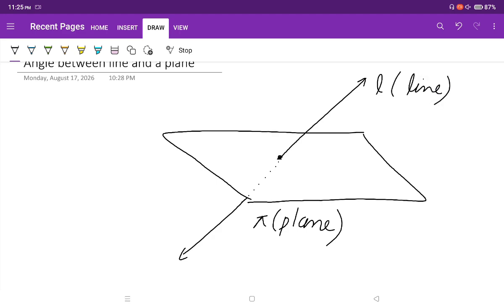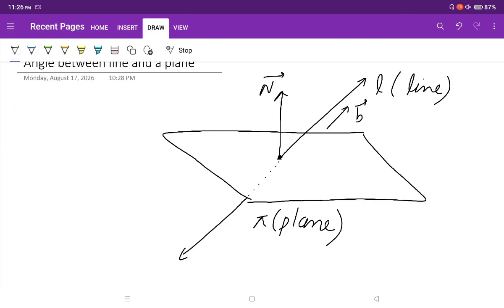So do we measure this angle directly or through some normal? Right? We have a normal here, right? We have a normal vector n vector, and we will have a b vector that will be parallel to the line, correct? So mostly what happens? We get confused about what is the angle here between the line and a plane.